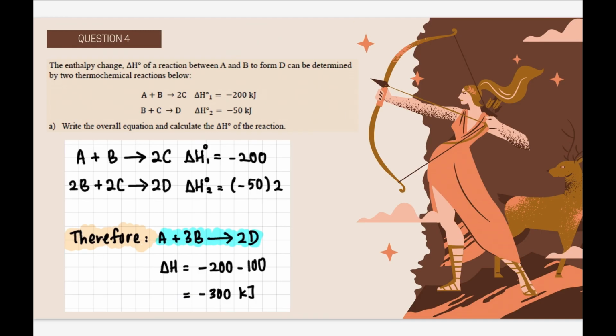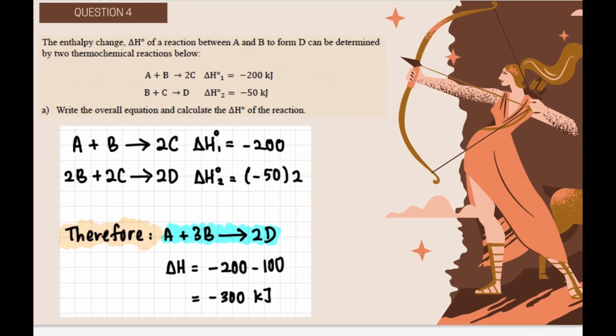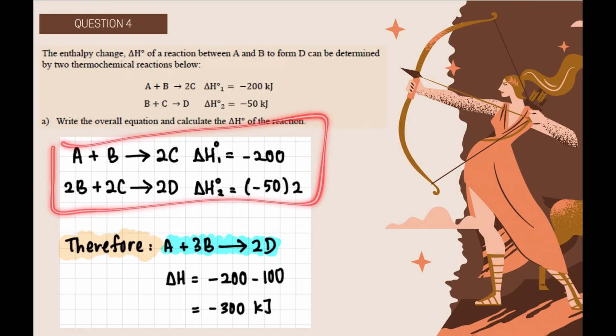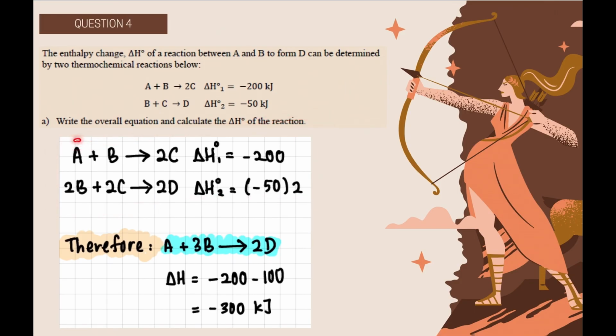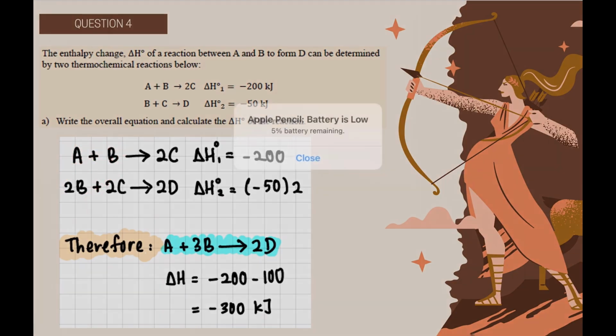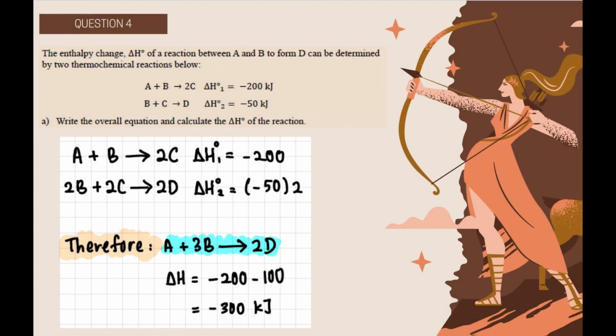So AB delta H dia adalah negative 200, and then B and C di sini negative 50. So cara kita buat adalah the overall equation. Sebelum kita gabungkan, apa kita kena buat adalah kita kena tambahkan both equation. So bila kita tambah, kita akan dapat A plus 3B produce. Kita tidak mau ada C kan, kita mau A, B dan D saja. Jadi C ni kita akan cancel out.